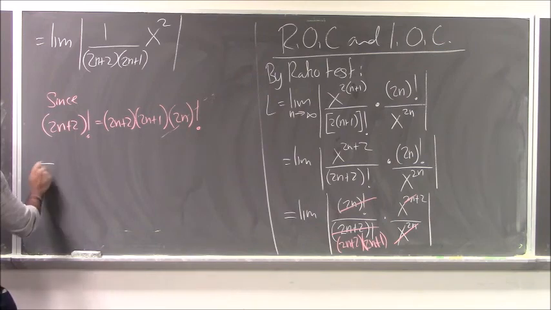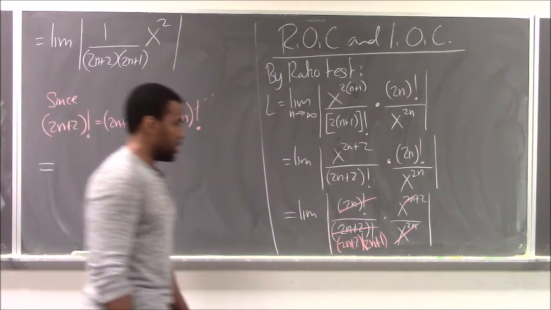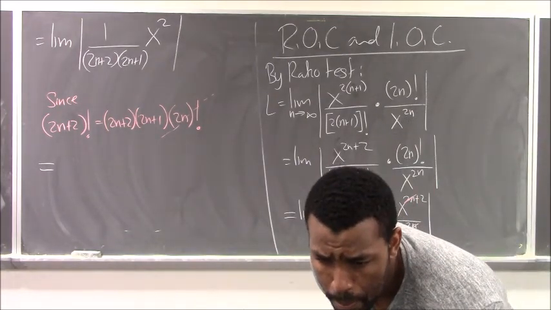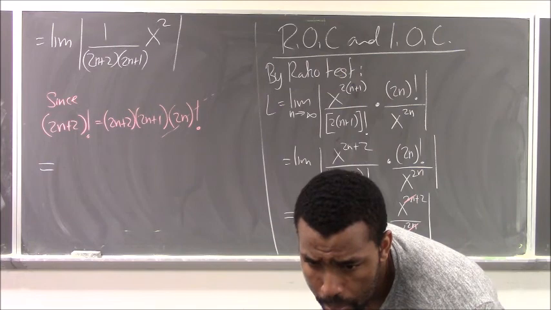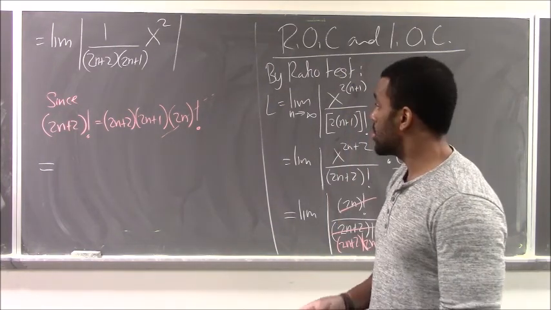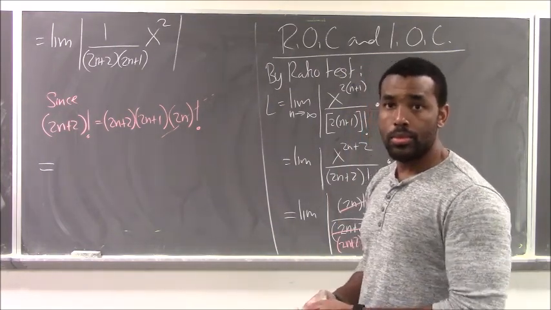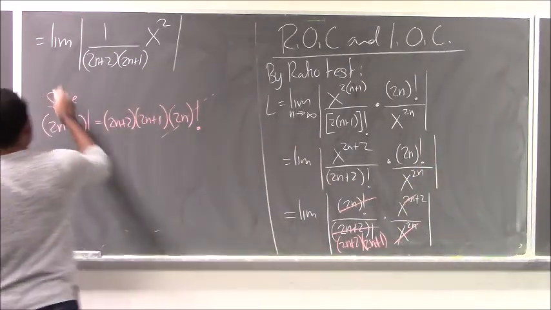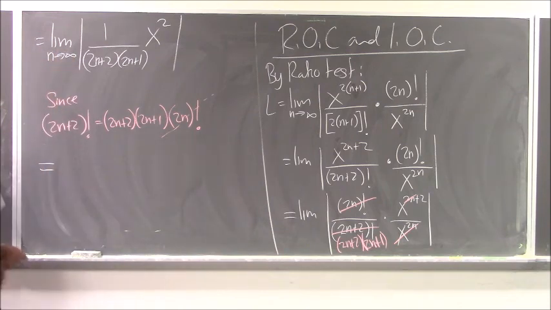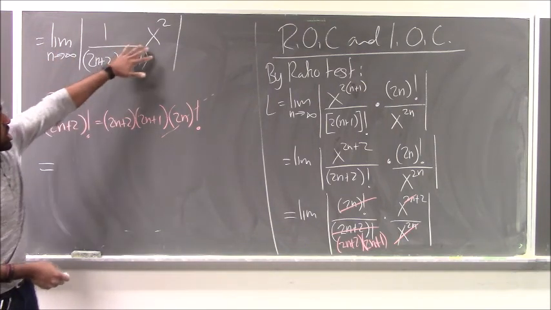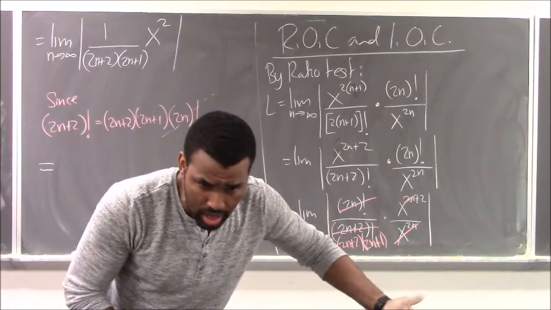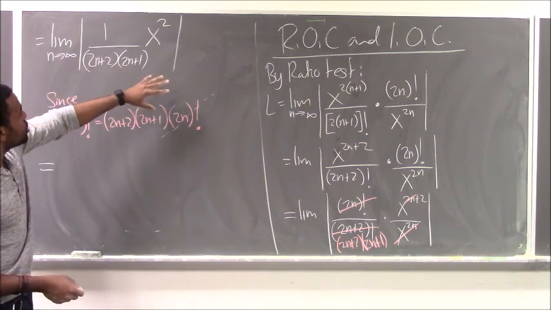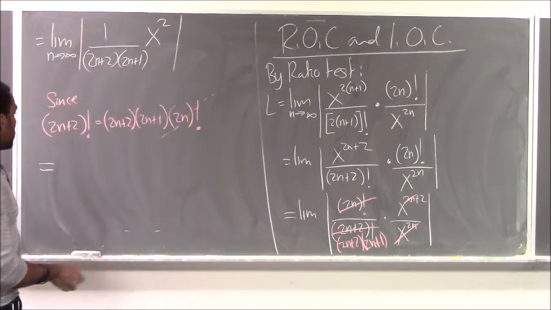So now, what is that limit? It is 0. Remember, the limit is as n approaches infinity, which means, as far as the limit is concerned, your x squared is just a constant, it's not changing, it's only the n's that are changing. But I have 1 over this guy, the denominator is getting huge, the numerator is staying still, so it goes to 0.